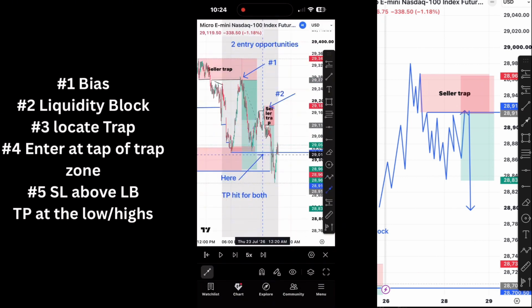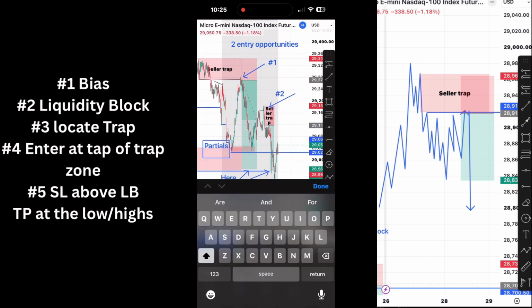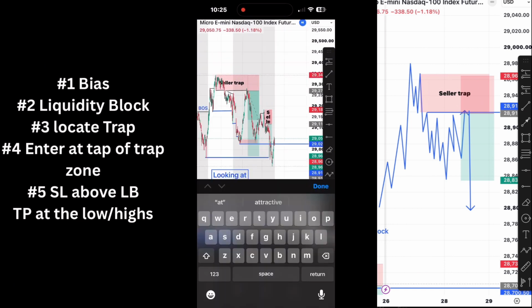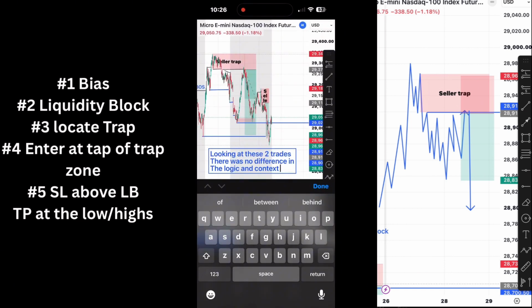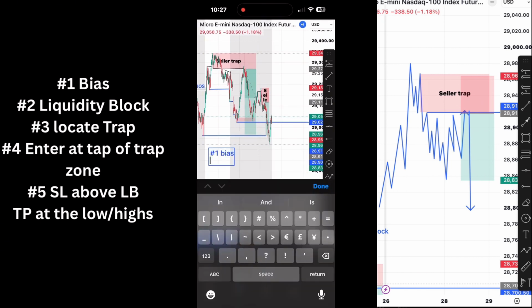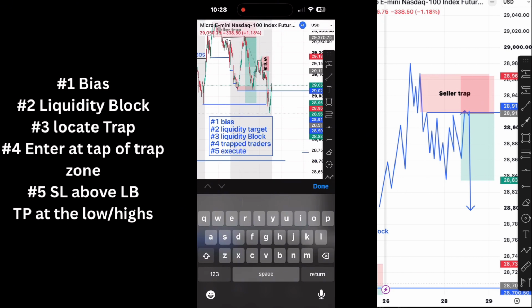We smashed TP for both of these trades. 2 A+ setups. Again, we can take partial at the lows, and that's where it happened there. But there needs to be logic. There needs to be context behind every trade. Why are you getting in? What are we expecting to happen here? Again, steps 1 through 5. Nothing is changing here.